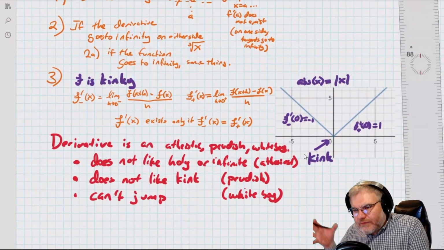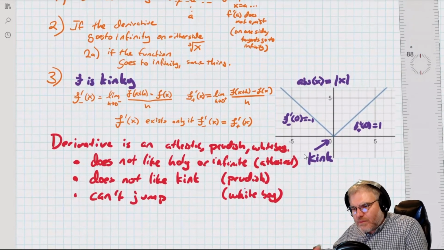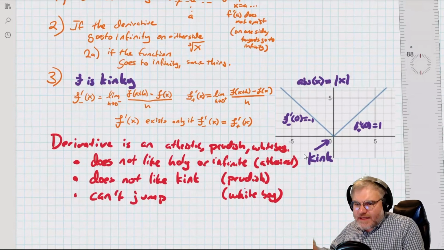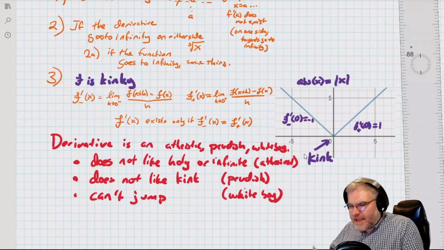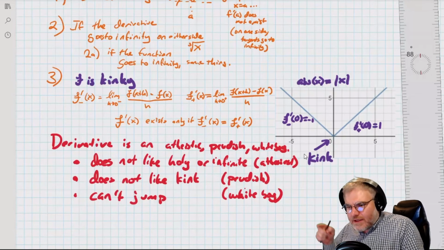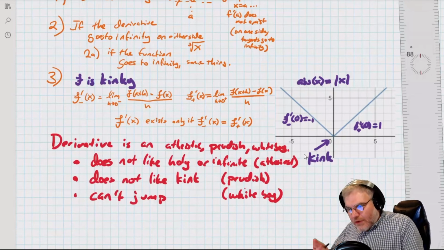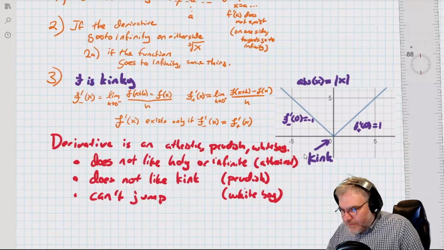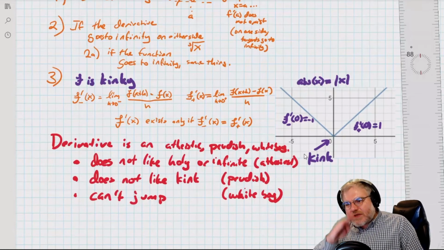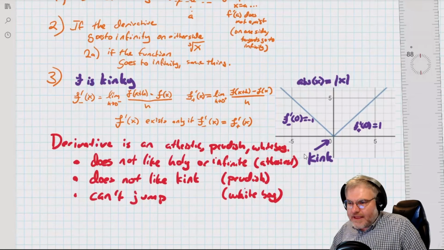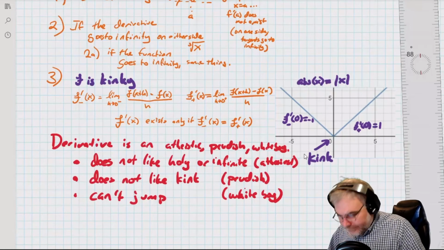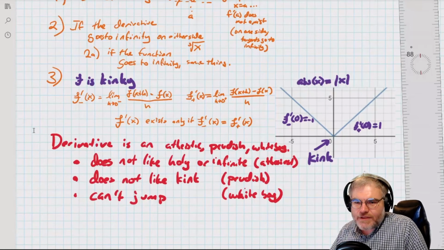The derivative is an atheistic, prudish white boy. Doesn't like holy, doesn't like infinite, doesn't like things that are kinky. You will not find the derivative hanging out at the Todd on Fletcher in Nebraska. It just doesn't go there. You know, it's strictly meat and potatoes. It likes things to be smooth, not kinky. And you can't jump. Okay, so how do we feel about that, 1 to 5?